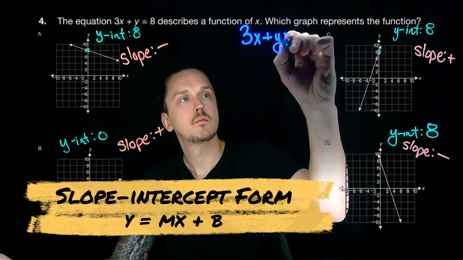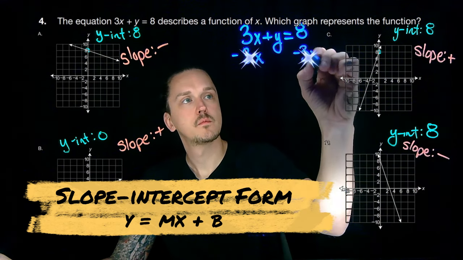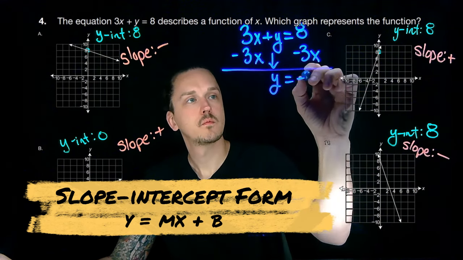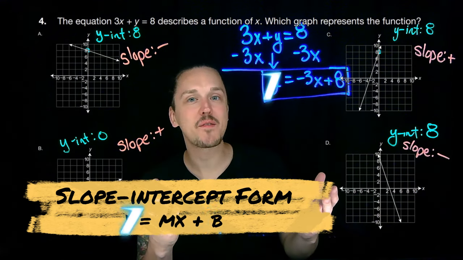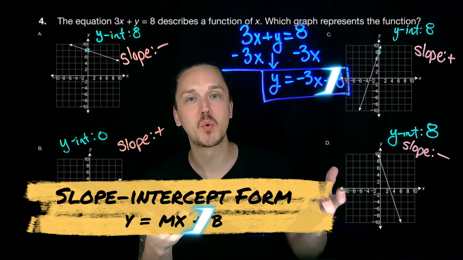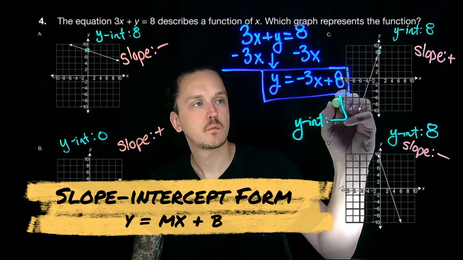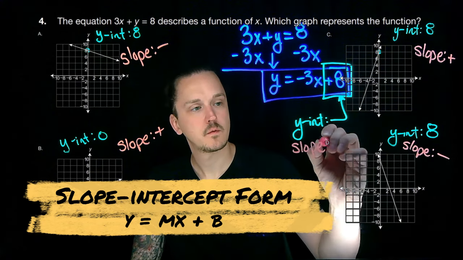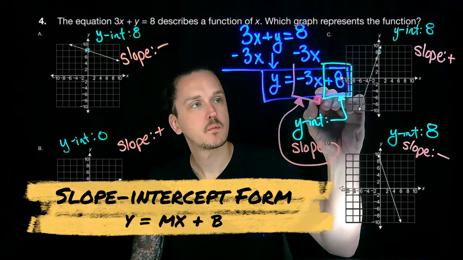First, we need to move the quantity with the x variable, so we will subtract 3x from both sides. And with this simple change, we now have our equation written in slope-intercept form. So the y-intercept that we are looking for has a value of 8, and the slope that we are looking for has a value of negative 3.